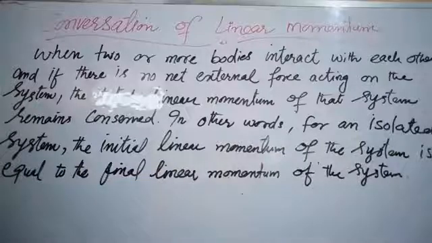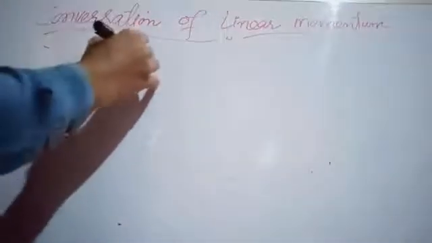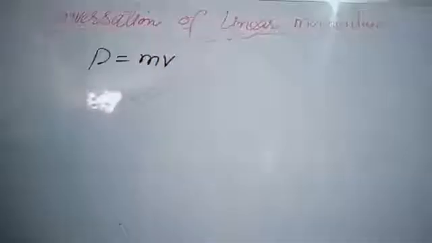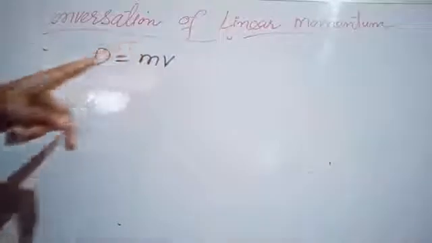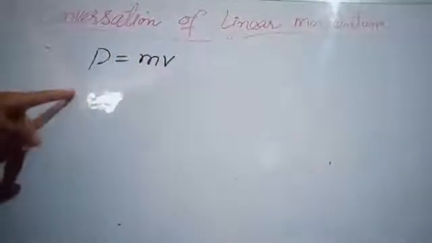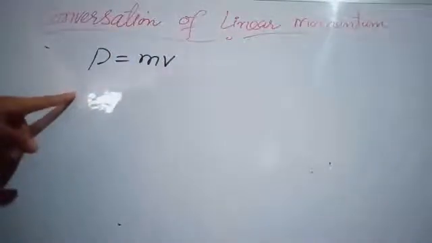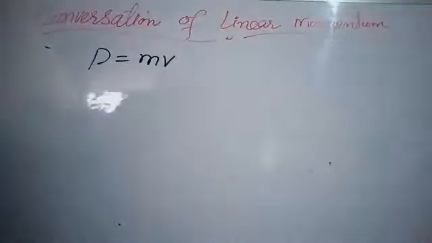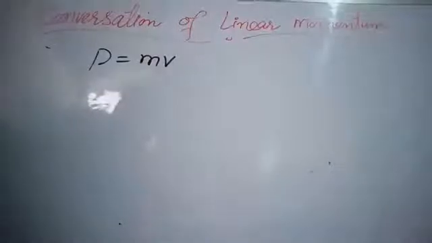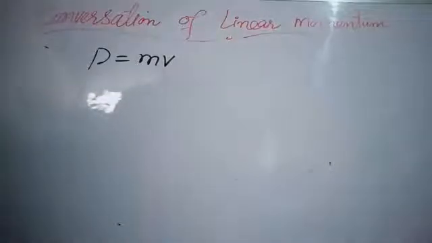Okay? Now let's prove this statement. We know that momentum P is equal to mass times velocity. This means that if there is no velocity, momentum will be 0. There must be velocity of the object in order to maintain the momentum. So we will understand this with the help of an example.